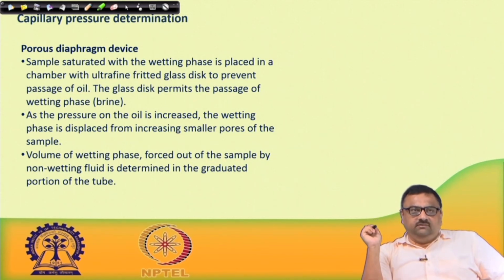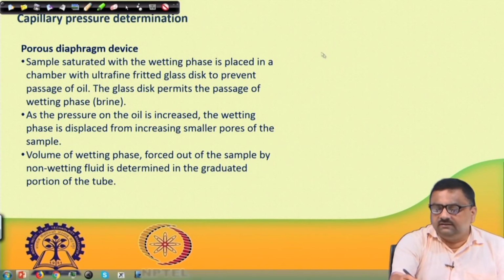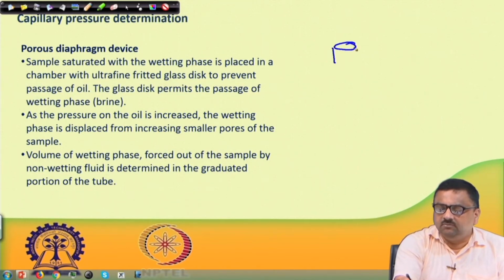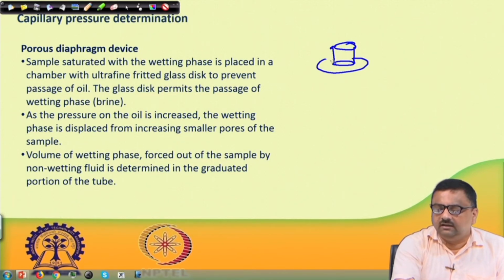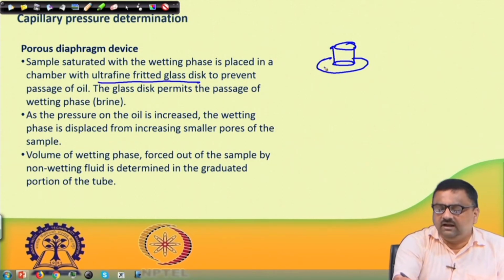There are two ways one can do it. One is known as the porous diaphragm device. It works something like this: let us say this is the porous medium, and it is filled with the wetting phase. This porous medium is first of all placed on an ultrafine fritted glass disc. So, this is the ultrafine fritted glass disc, and this is placed here.